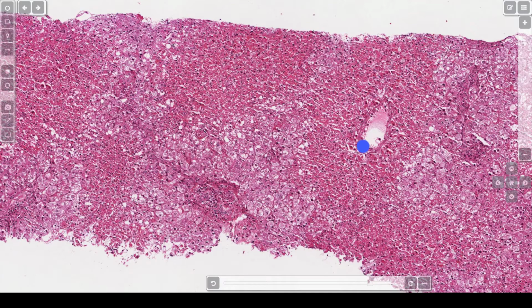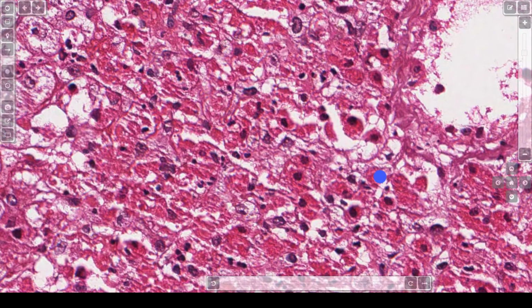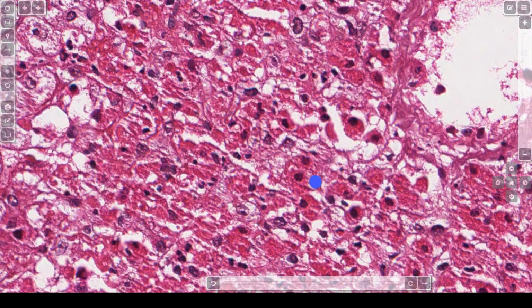The hepatocytes surrounding the central vein, all in this area here, are necrotic. Let's take a closer look. At this power, you can see the nuclei are degenerating. In addition, the cytoplasm has this dark pink look, and you can't really distinguish the cell borders. These are necrotic hepatocytes.